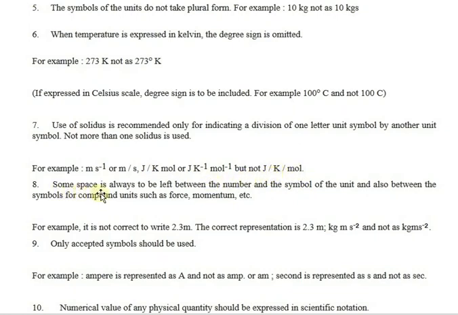Number 8. Some space must always be left between the number and the symbol of a unit, and also between the symbols for compound units such as force, momentum. For example, it is not correct to write 2.3m. Here between 3 and m there is no space. That is not correct. The correct representation is 2.3 space m, or simply kilogram meter per second square, and not kgm m-2. This is not correct. Space must be written after each letter.